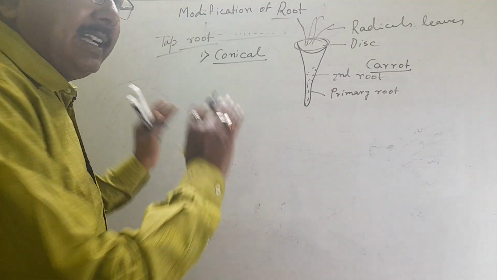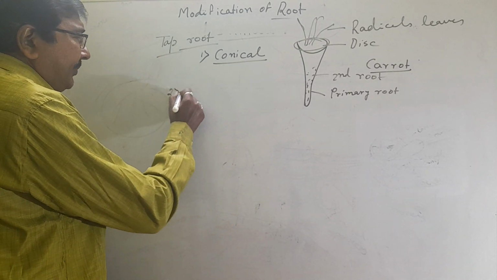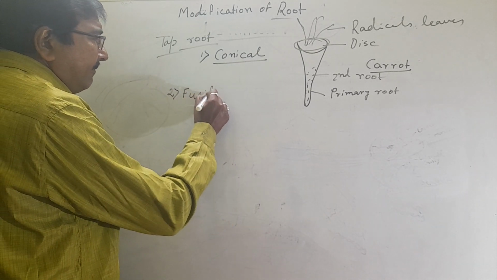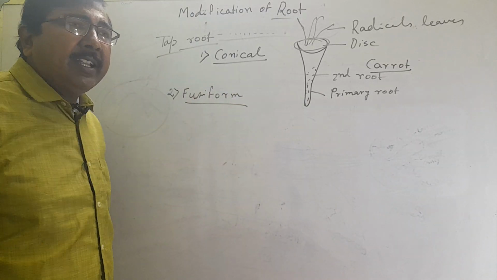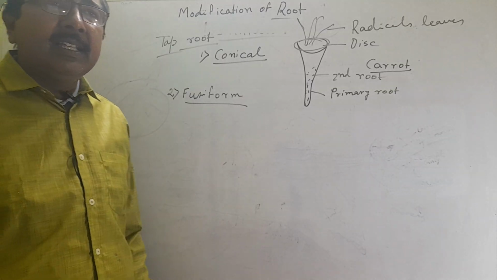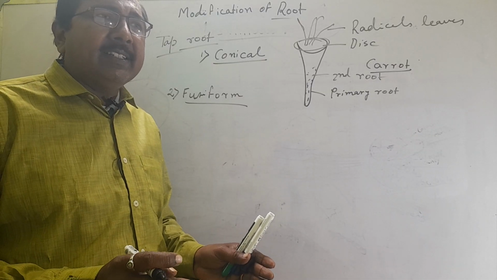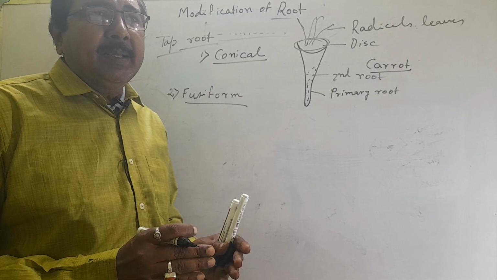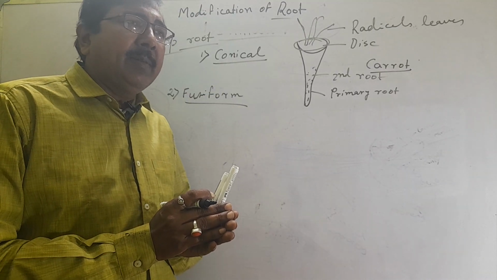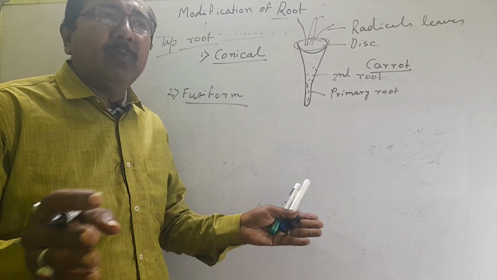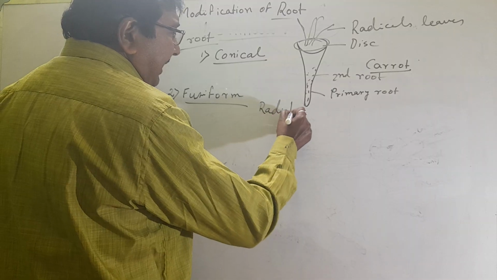This is the modification of taproot due to food storage. Number two, fusiform. What type of modification occurs? Both the upper and the lower ends are tapering, but the middle part is thicker or solid. Thicker in the middle and tapering at both ends. Example is radish.